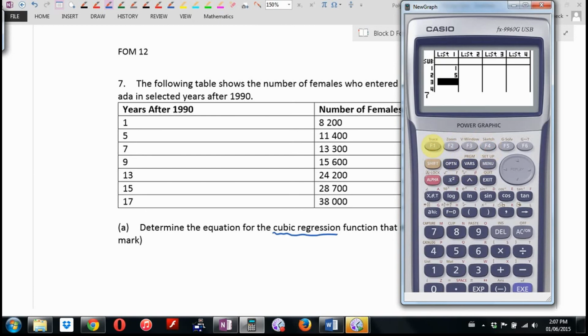1, 5, 7, 9, 13, 15, 17. 8,200, 11,400, 13,300, 15,600, 24,200, 28,700, 38,000. Graph. Might be cubic. I don't know. Calc. It does say try it with an x cubed. Oh, that's actually a pretty good R value. Okay.